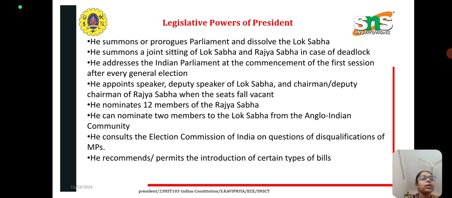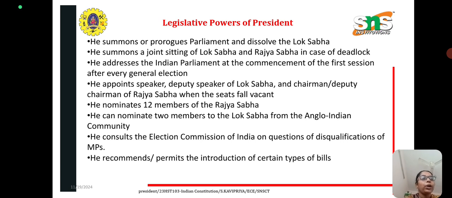He can summon or prorogue the parliament and dissolve the Lok Sabha. He summons a joint sitting of Lok Sabha and Rajya Sabha in case of deadlock. He addresses the Indian Parliament at the commencement of the first session after every general election. He appoints Speaker, Deputy Speaker of Lok Sabha, and Chairman and Deputy Chairman of Rajya Sabha when the seats fall vacant. He nominates 12 members of Rajya Sabha.